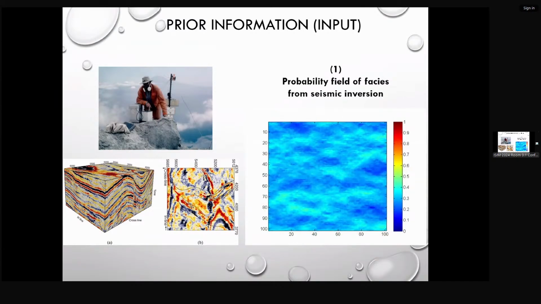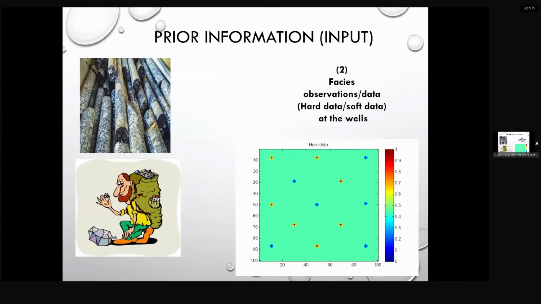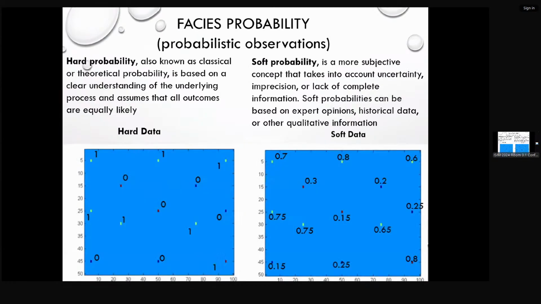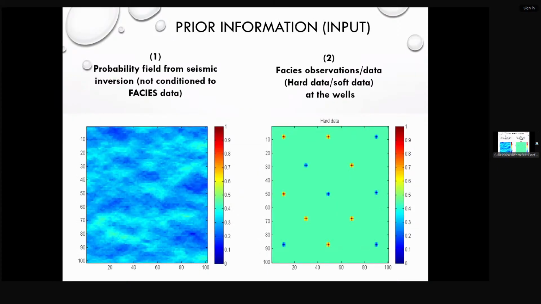It looks like that. And from the geologists in the wells, we have hard data or soft data observations. Hard data will be 0 or 1 if we have oil or we don't have. The soft data is more subjective and takes into account some uncertainties. The choice of this value can be based on expert opinion or historical data. So we have these two pieces of information and we try to use both.